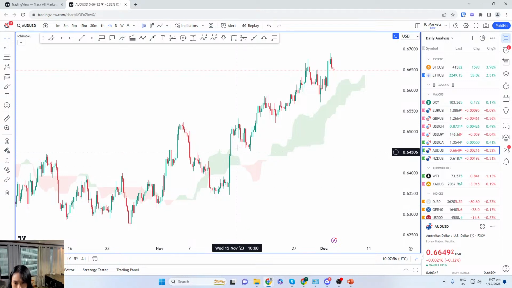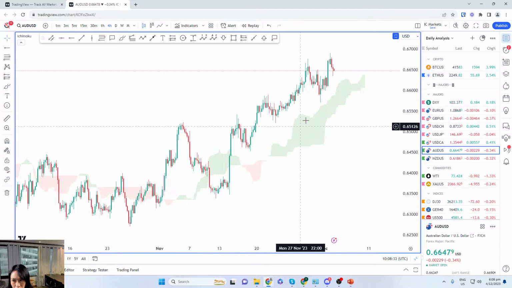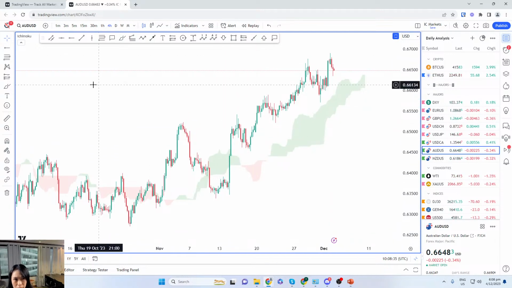An example would be here. You can see the price starts to go down and crosses below the Ichimoku cloud. When it's on the way down, it could potentially mean that the trend is changing, a change of momentum. So I'm only using the Ichimoku cloud to guide me whether the trend will be changing or is still in bullish or bearish momentum.